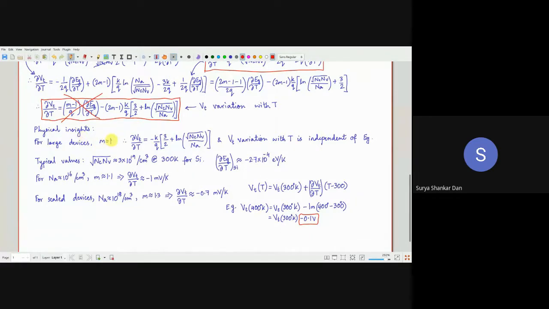So if small m equal to 1, then the model says that this del Eg by del T term simply vanishes. And that is the reason why if you are looking into textbooks like Streetman or Neamen, which deal with larger devices, older technology textbooks, they will not even have any of this term. Got it? So what is this del Vt del T for that? Simply you put small m equal to 1 here. So 2 minus 1 is 1. So minus of k by q the rest of the terms. Therefore, the Vt variation with T is independent of Eg.